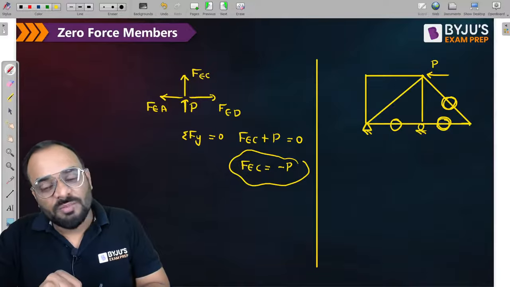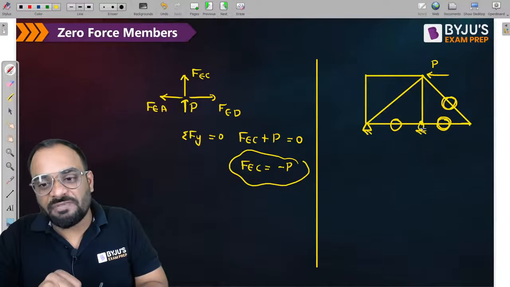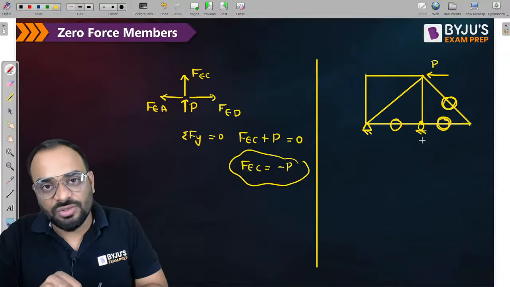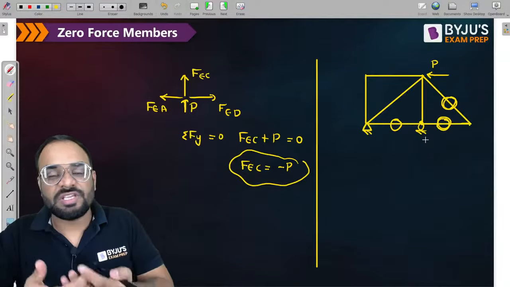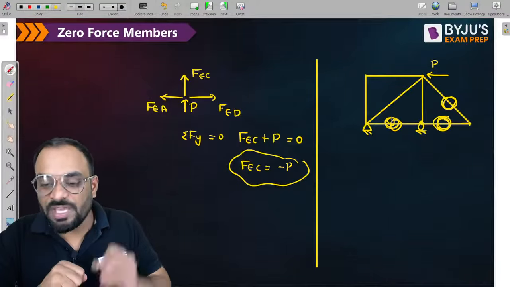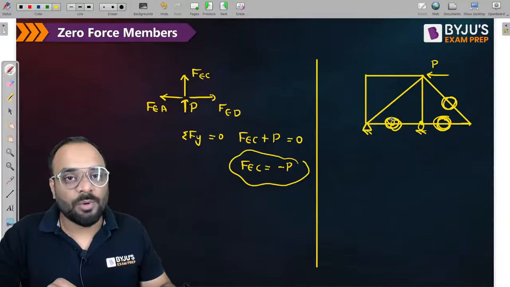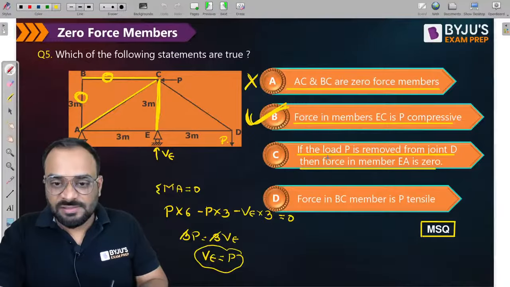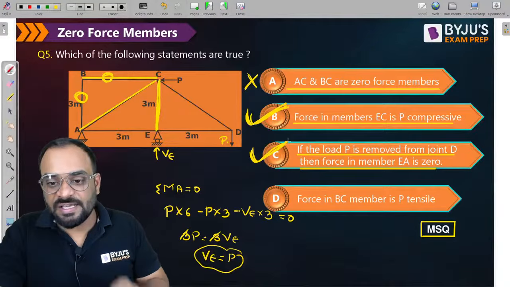Why is it 0? Because we know that guys, at this particular joint, if I apply summation Fx is equal to 0, there is no other member which can take the horizontal force. So that's why if it is 0, then this member will also be 0. Getting a point? That means EA will be 0 force. Yes, it is correct. C is the correct answer.